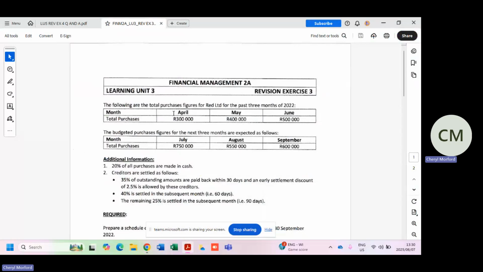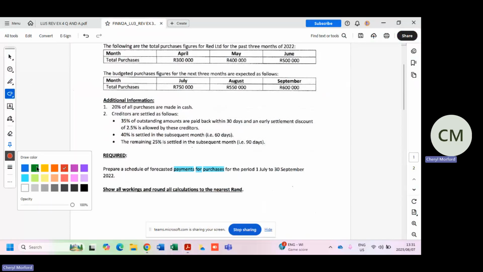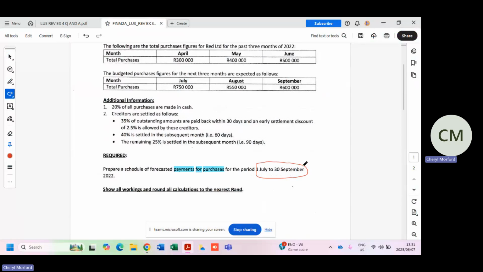Right, so what you're looking at now on the screen is a question that is asking us for the forecasted payments for purchases. So that's worth looking at here. Payments for purchases, and that means we need to have credit payments as well as cash. What's the period involved? Remember, I've always said to you in a question of this nature, the most important thing is when do they want you to prepare it for? As we see, it's for 3 months, July, August, and September. That means I need to run a column for those 3 months to record all of the payments for the purchases.